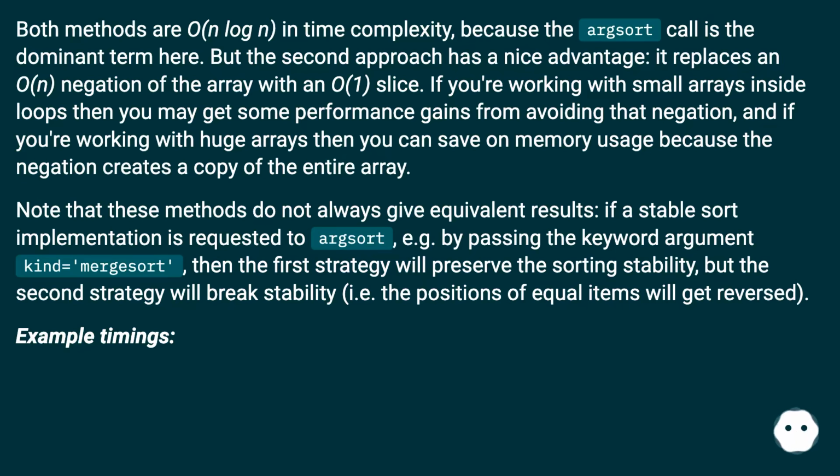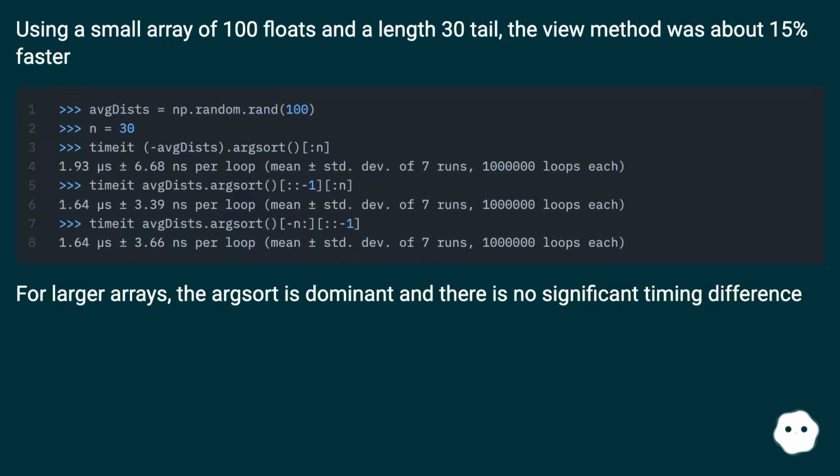Example timings. Using a small array of 100 floats and a length 30 tail, the view method was about 15% faster. For larger arrays, the argsort is dominant and there is no significant timing difference.